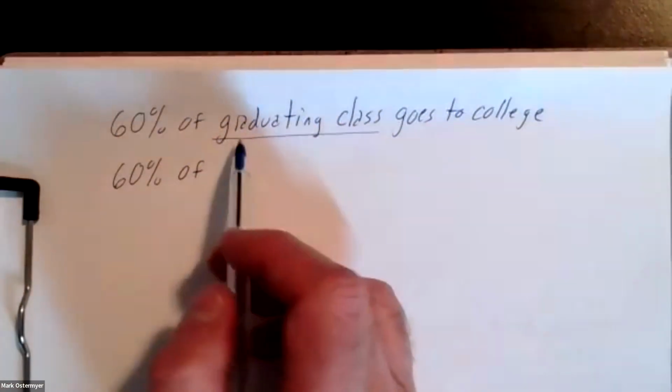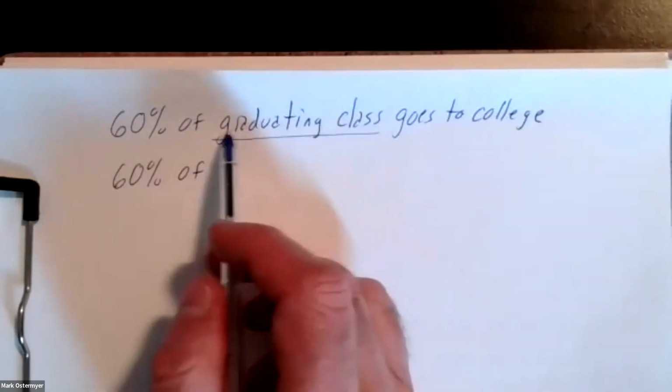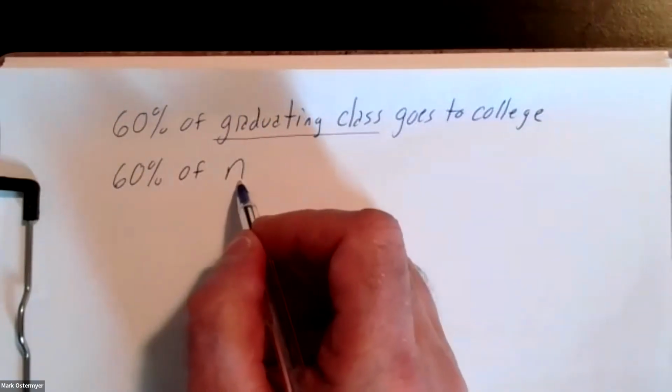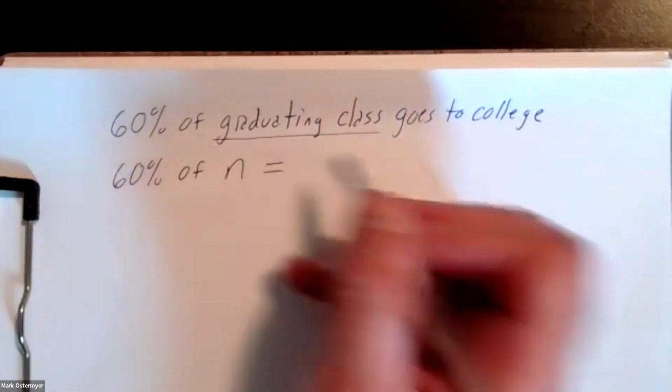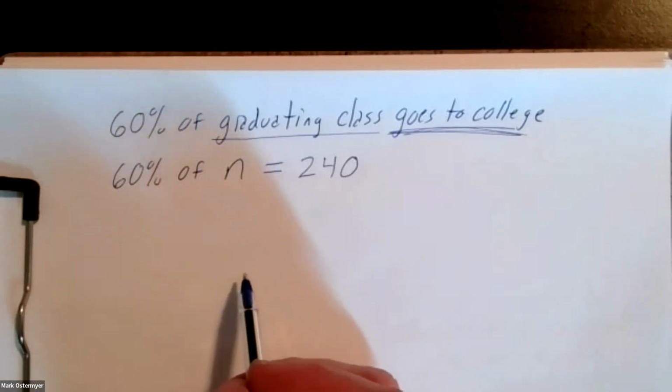And so, ladies and gentlemen, the number of people in the graduating class should be denoted by what? A variable. Do you agree? We don't know it. It's unknown. Call it N. So 60% of the total number of people in the graduating class, which we call N, we don't know what that is, was equal to how many people that went to college? 240. Look at this equation now. It's starting to refine itself. Now we're really poised to set up the equation.